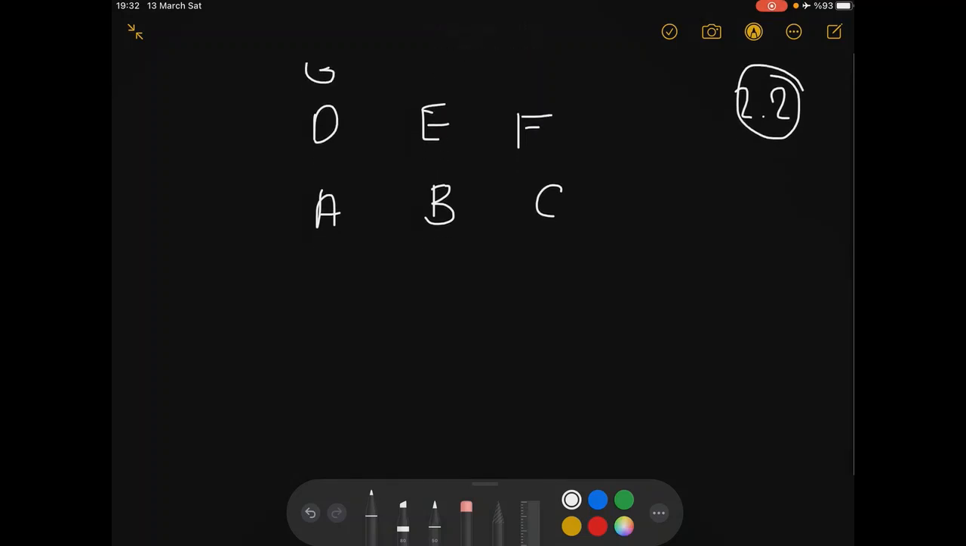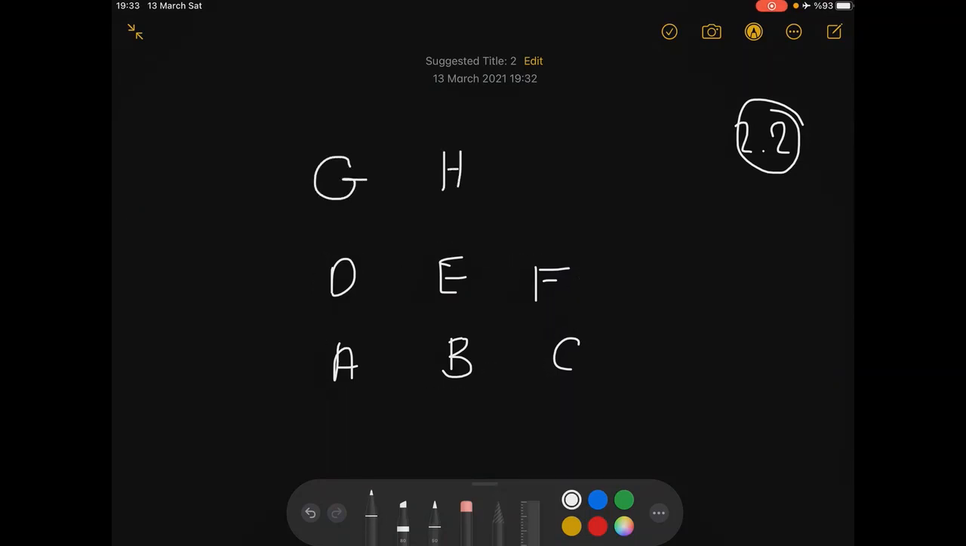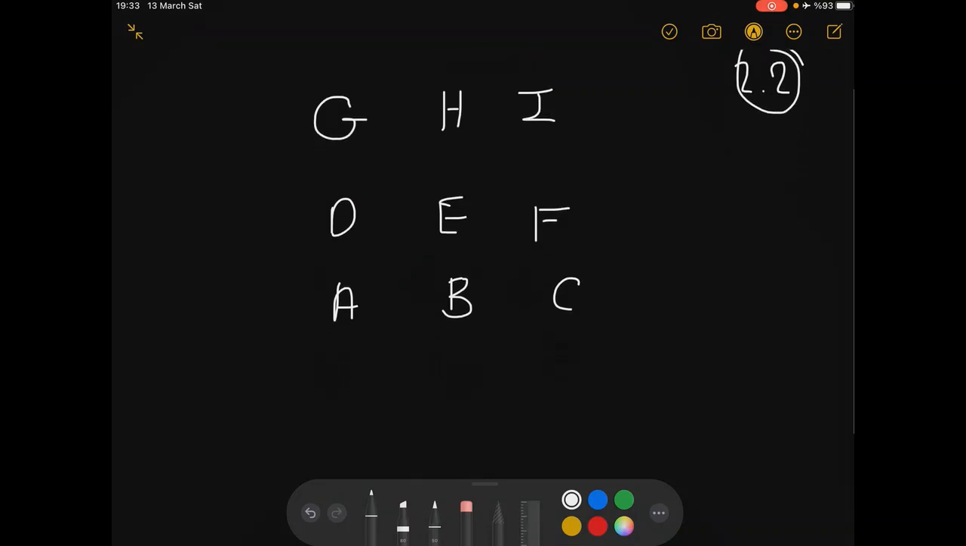Oops, can I write here? It's not very good, so I want to take them a bit lower. Okay, I managed it. I'm learning, right? Okay, and G, H, I. Okay, now there are some connections between those letters, like this.